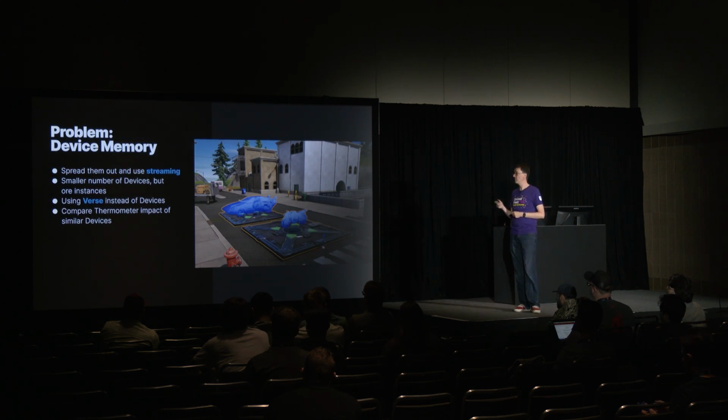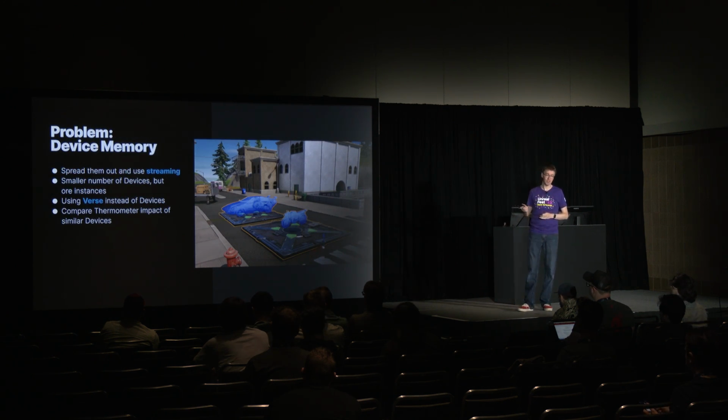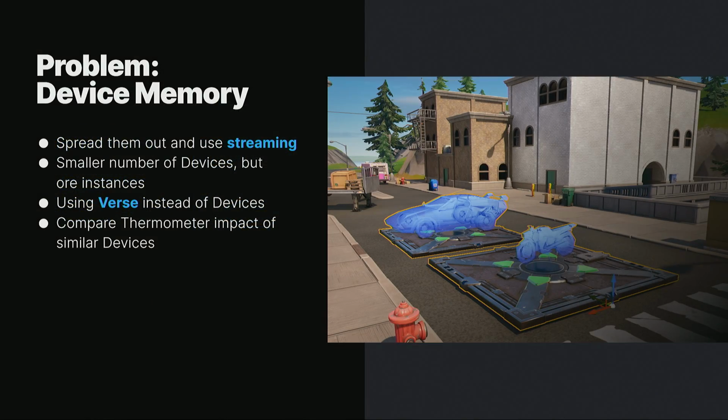So device memory, that's a really common reason that you might blow your budget. There's a few things you can do. Knowing that it's mostly the assets being loaded by those devices that's the problem, you can spread them out and use streaming. Like in this section of the town, I have one set of devices. Again, if they support streaming, I can stream those out and have only a limited number actually loaded with all their assets at any one time.